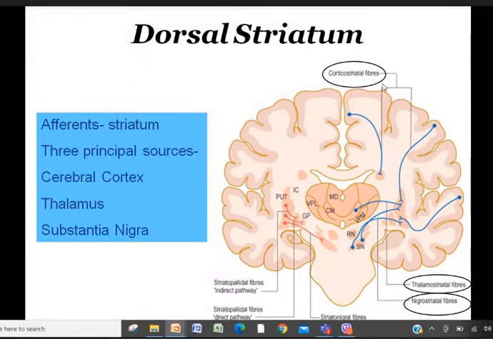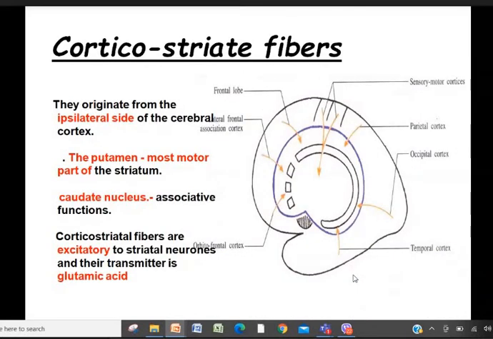From the cerebral cortex it is coming, from the thalamus it is coming, and from the substantia nigra. If coming from the thalamus, the fiber is thalamostriatal. If coming from the substantia nigra, you say nigrostriatal. And if coming from the cortex, you say corticostriatal. These are the three afferent fibers coming from three sources to the striatum. Now we'll talk about the corticostriatal fibers.